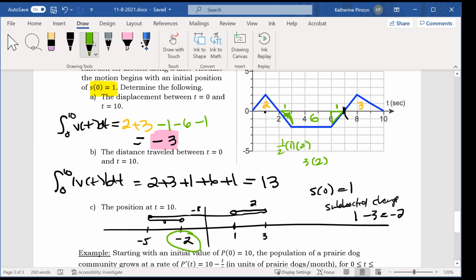So think of it as he's just moving back and forth. How do I find out where he ends? This starting point is important, right? You can't assume that it starts at the origin. You got to say, where did he start before he started walking?